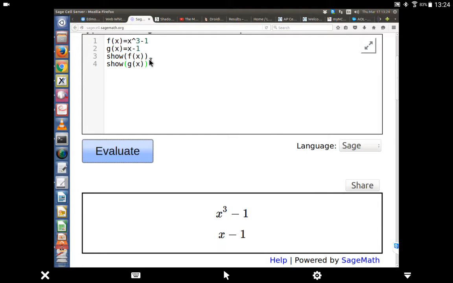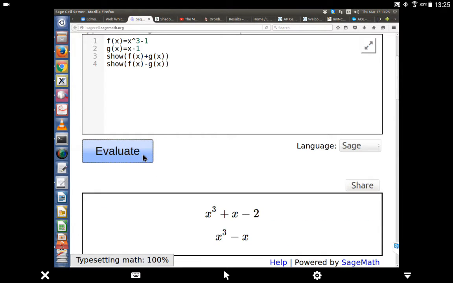Well, what if you want to add them? What if I want to add those two, x cubed minus 1 and x minus 1? And what if I wanted to subtract them too, by the way? Okay, now let's show that. So if you add them, don't you get x cubed plus x minus 2? And if you subtract them, don't you get x cubed minus x? There you go, perfect. All right, so that's adding, that's subtracting.